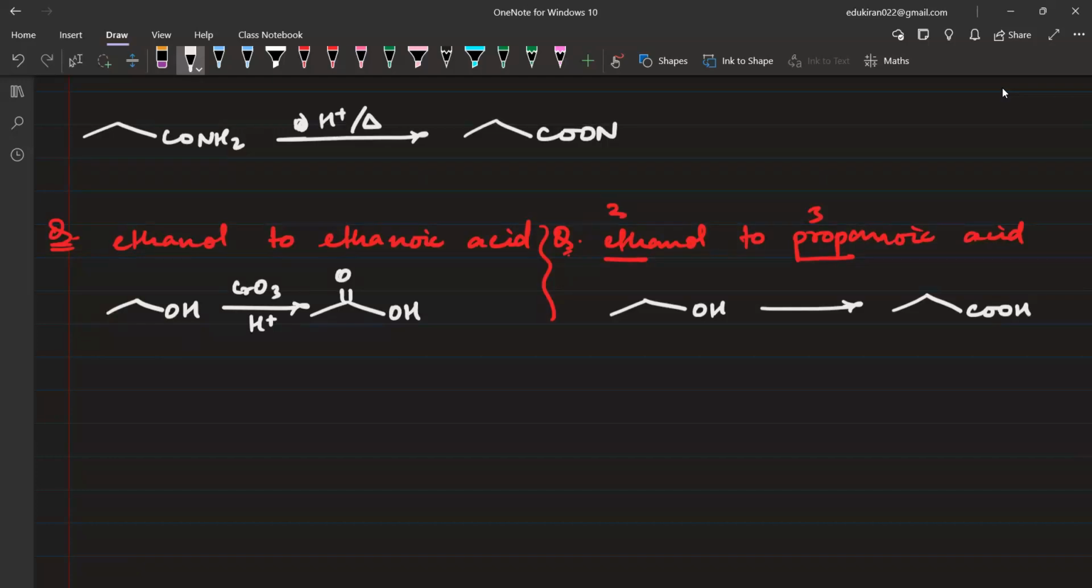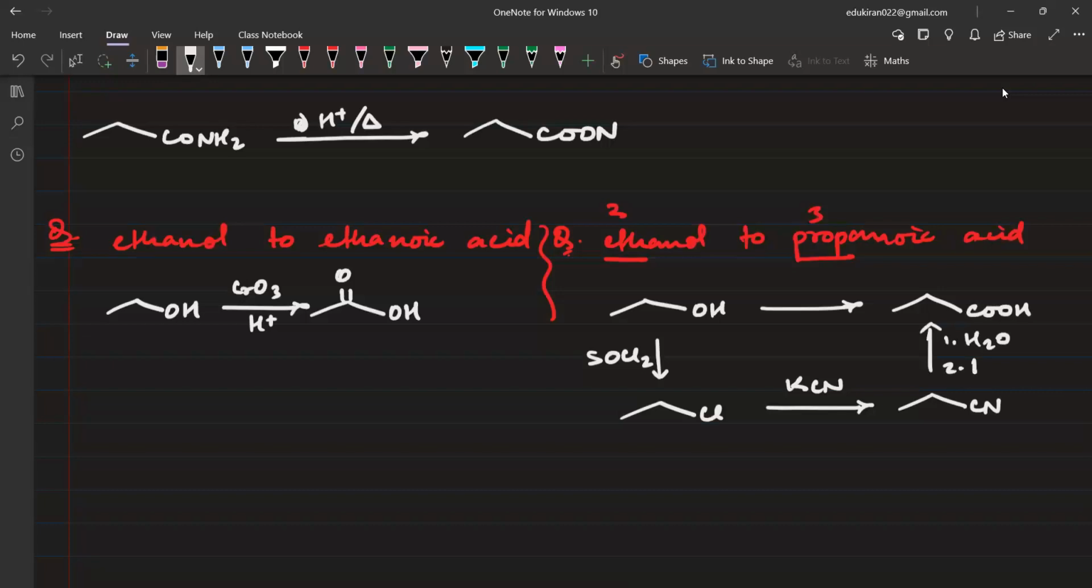So first of all, I will convert this to haloalkane using SOCl2, and I will get 2 carbon atoms and a chlorine. Then I will add KCN to this, and I will get 3 carbon atoms of nitrile, and then I will do 2 steps for carboxylic acid. First step will be H2O, second step will be H plus in the presence of heat. So this is how you can ascend in the series.